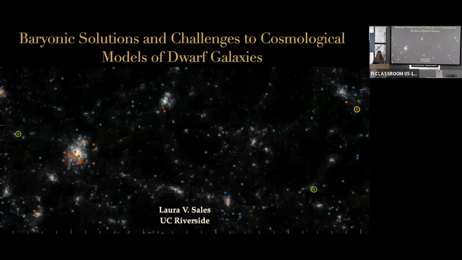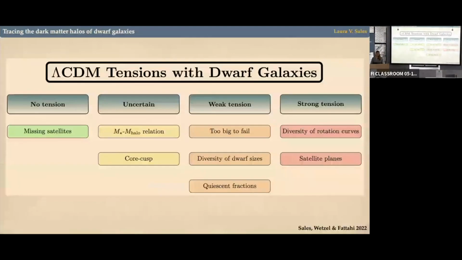I wanted to talk a little bit about dwarf galaxies and what we have learned and what things are still not fully understood in this community. And for that, I thought I would just use this pseudo-review paper that we wrote with Andrew Wetzel and Azif Fatahi last year, just to highlight some of the issues that are, some of them solved, or some of them are still needing an answer.